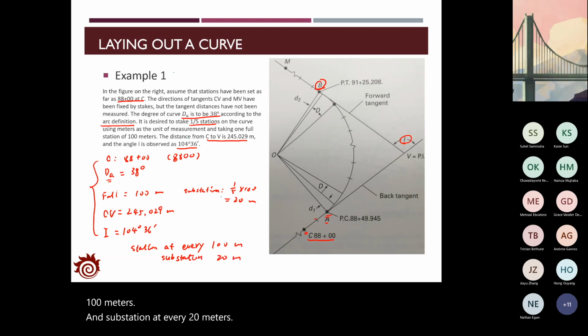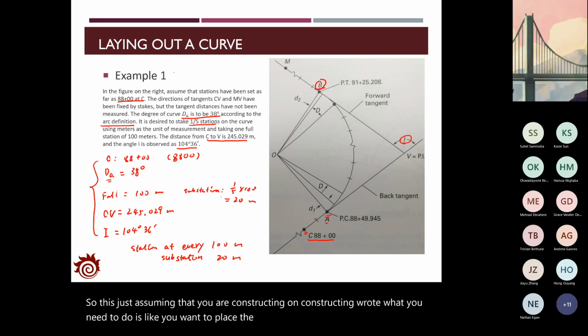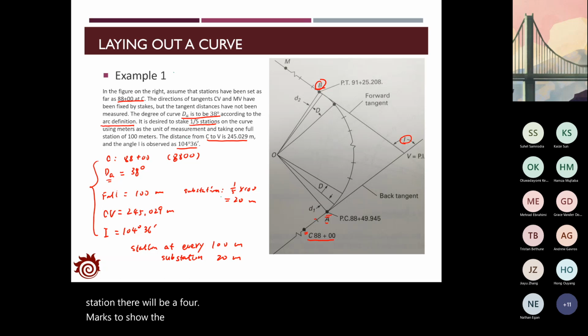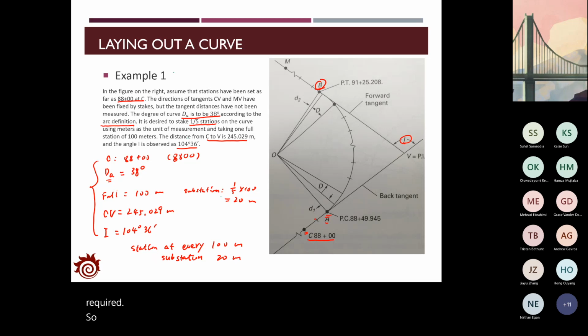Assume that you are constructing a road. What you need to do is place marks on the road, and the interval of each mark would be 100 meters for the full station, and between these full stations there will be 4 marks to show the substations. We'll divide each full station interval into 5 smaller intervals of 20 meters. So that's what they required. We're going to use all this information to identify where the full station is and where the substation is along the curve.